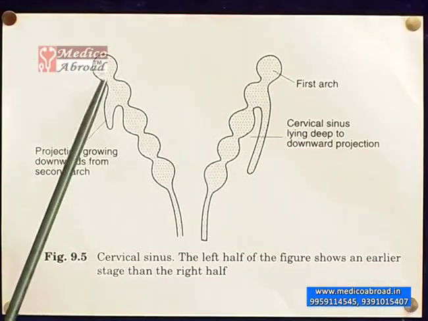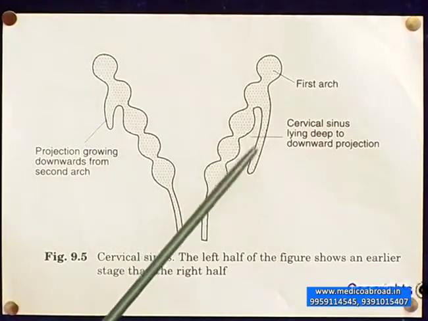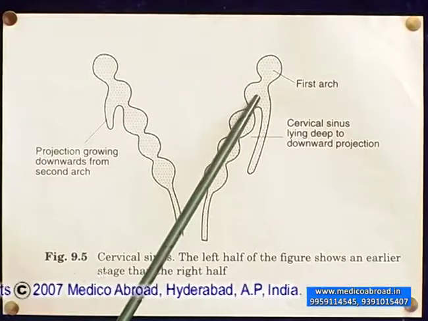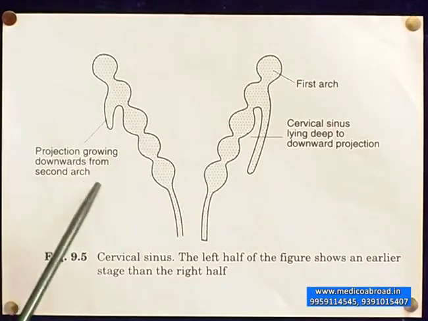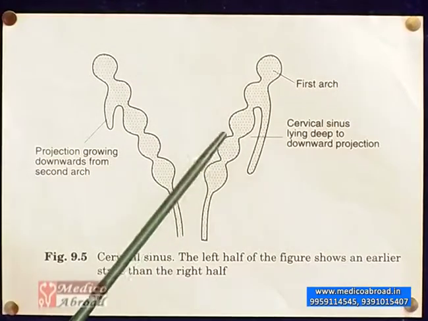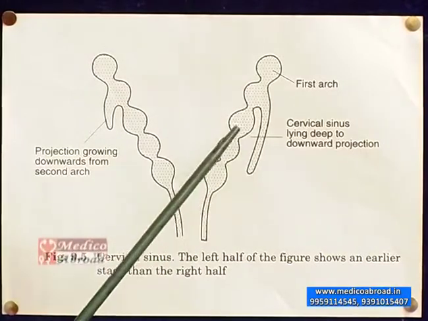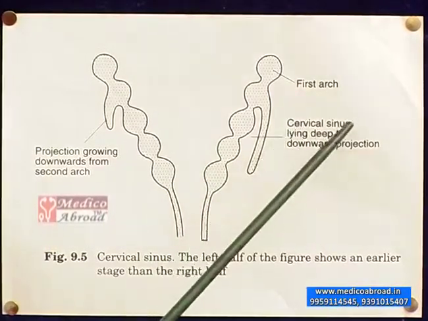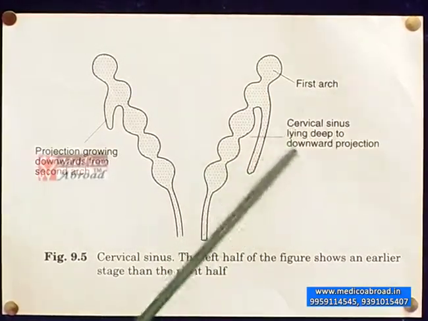These show you the ectodermal clefts and the rapidly growing second ectodermal part of the arch. See the projection growing downwards from the second arch. As it comes down, it overhangs the third, fourth, sixth arches. The space which develops between the overhanging part of the second arch and the third, fourth, sixth arches is called the cervical sinus, lying deep to the downward projection from the second arch.